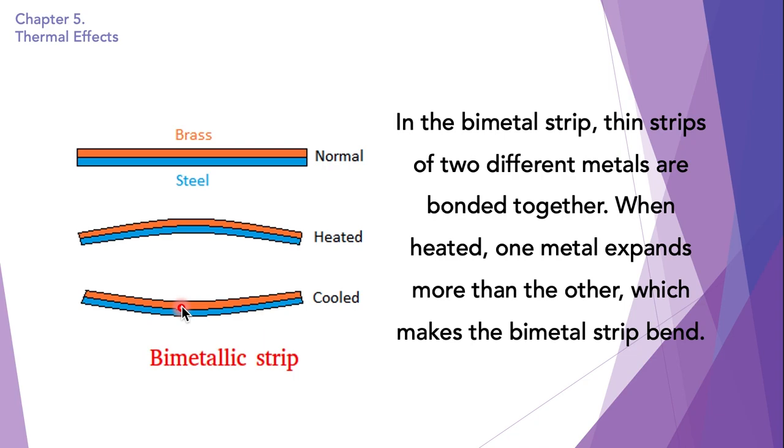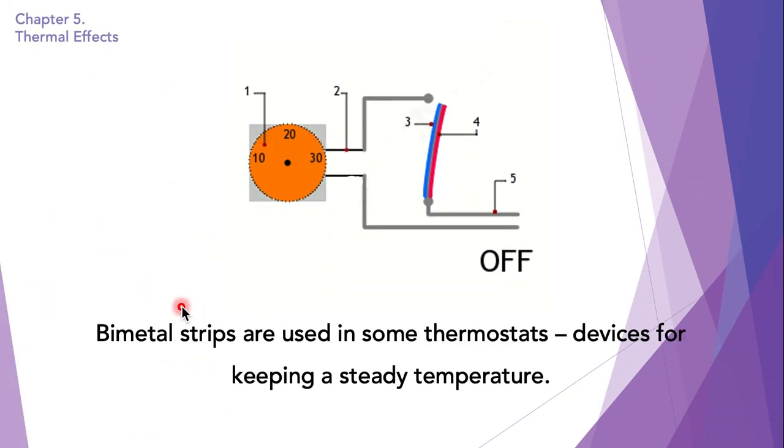Bimetal strips are used in some thermostats, devices for keeping a steady temperature. As you can see here, when it is on, it's like this. When the temperature is normal, the bimetal strip is straight. But if the temperature increases, the bimetal strip bends and the circuit is switched off. So the thermostat is controlling an electric heater. What happens is that when the temperature rises, the bimetal strip bends.